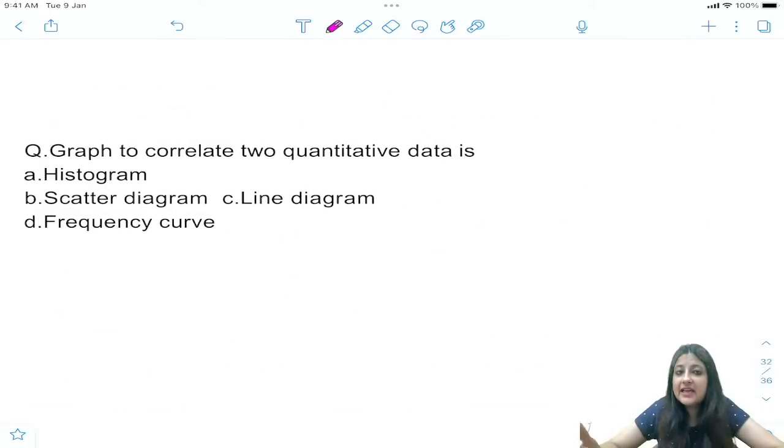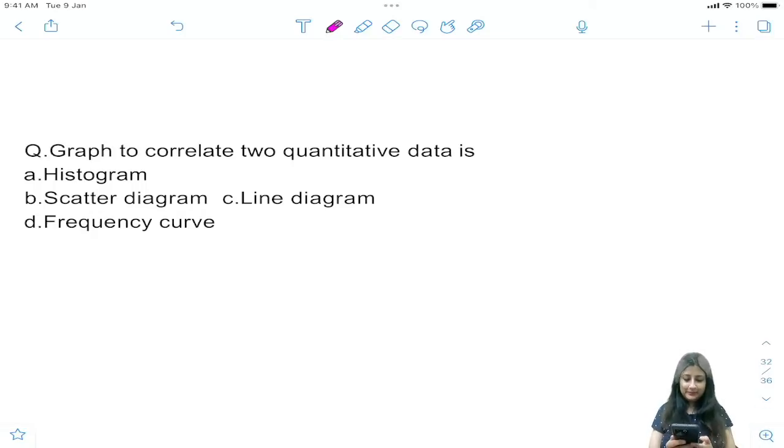Alright, so tell me the answer to this. Graph to correlate quantitative data is... Game of Thrones wala. Alright, okay. I think Game of Thrones was a favorite for all of us, right? But somehow the ending could have been done differently. I think we were so excited for the ending, but they showed something totally different. Yeah, I think the ending could have been a little better.